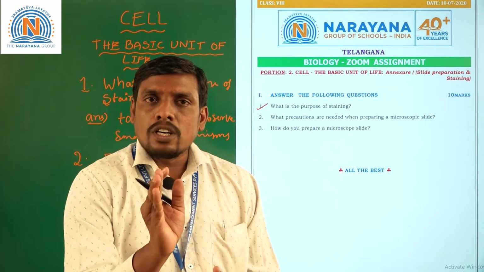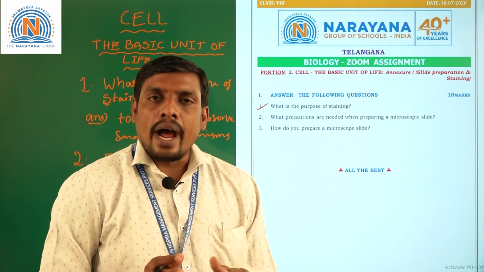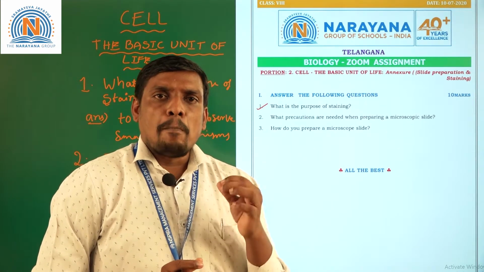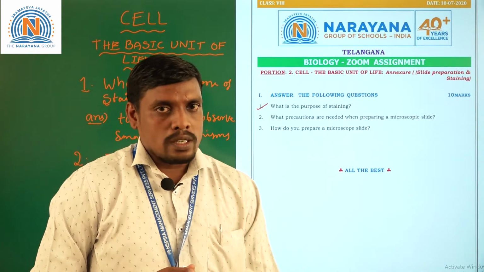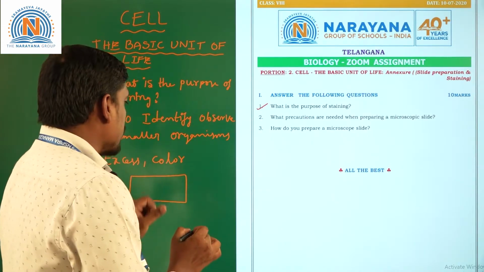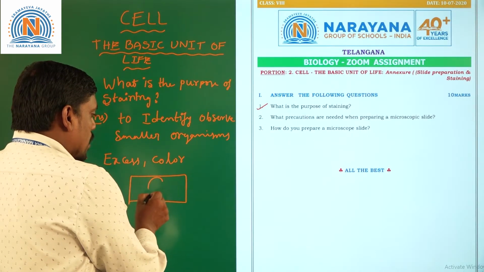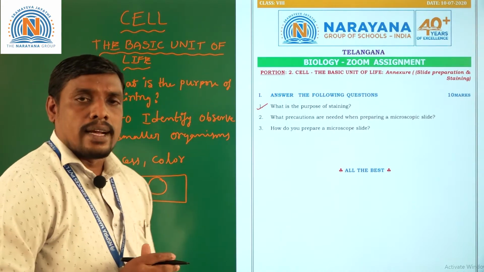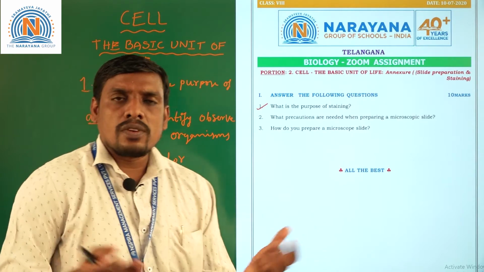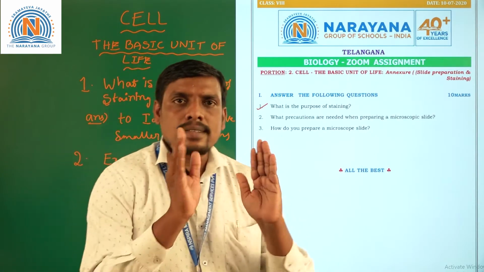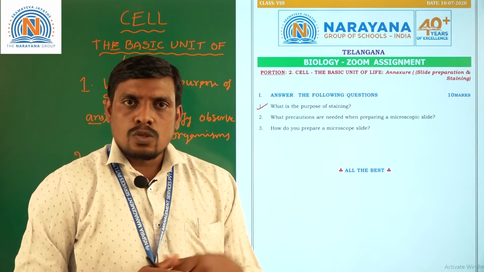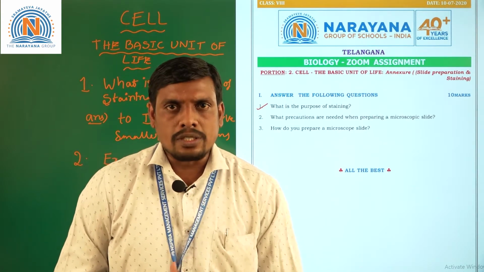So, what is the first precaution? We should not add excess color, and we should not add much water droplets. The third point is that we have to place the cover slip on the glass slide without air bubbles. If there are air bubbles below the cover slip, what will happen? The specimen could not be easily visible under the microscope. So these three precautions are very important.